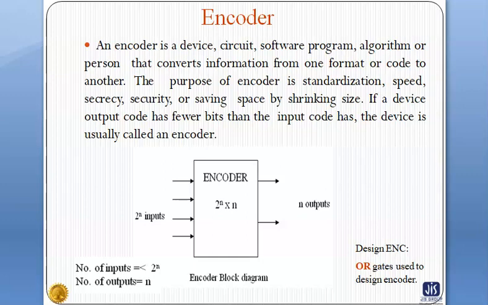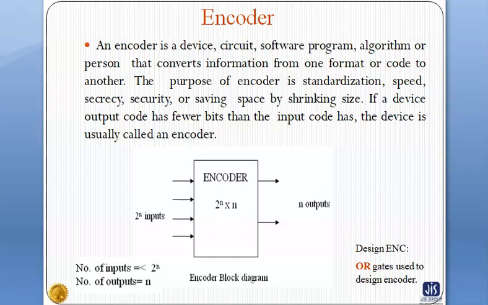So, encoder. An encoder is a device, circuit, software program, algorithm or person that converts information from one format or code to another. The purpose of encoder is standardization, speed, secrecy, security, or saving space by shrinking size. If a device's output code has fewer bits than the input code, the device is usually called an encoder.